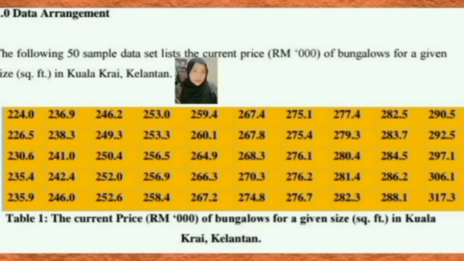The next is data arrangement. The table below shows the following 50 sample data that lists the current price of bungalows for a given size in Kuala Krai, Kelantan. There are 50 samples, with numbers from 200 to 370.